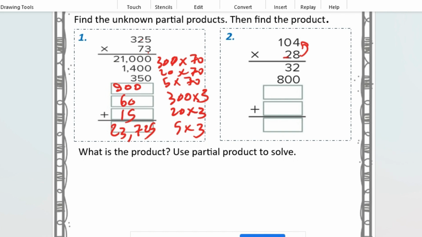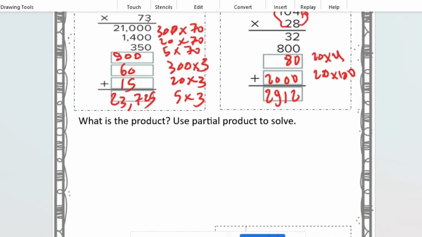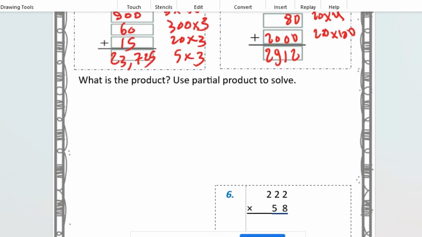Now we'll start with 20 times 4, which will be 80. Then 20 times 100, which will be 2000. Now we just add this whole thing together, it will be 2912.